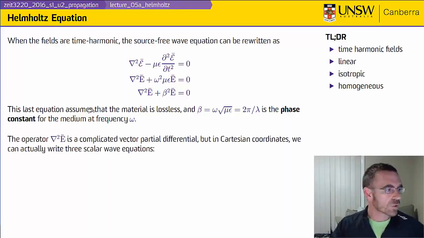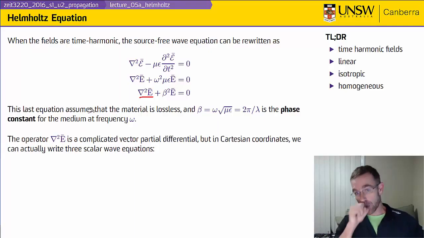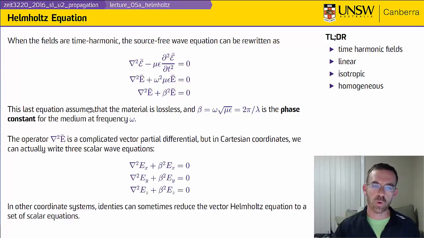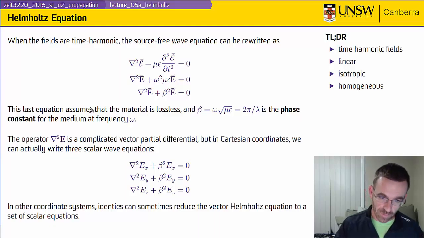Now, I don't want to dwell too long on this vector operation. The del squared operator when operating on a vector is complicated. It's a complicated second order vector partial differential. But in Cartesian coordinates it simplifies. And in Cartesian coordinates this vector Helmholtz equation can actually become 3 scalar Helmholtz equations.